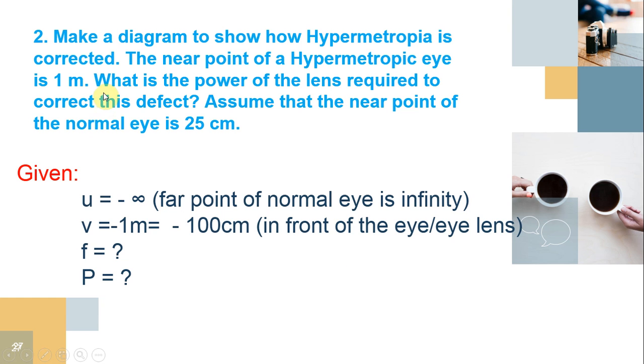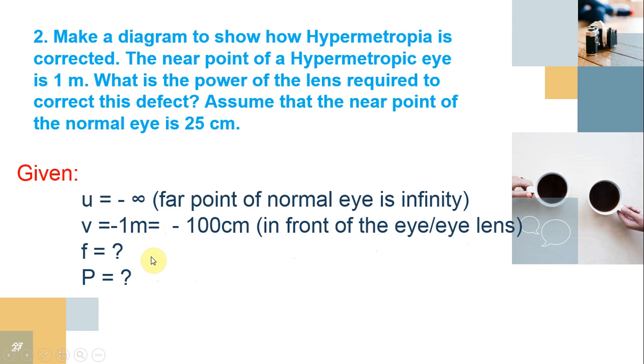Now we solve the problem. The near point of the hypermetropic eye is 1 meter. What is the power of a lens required to correct this defect? Assume that the near point of the normal eye is 25 centimeter. So the object is taken at 25 centimeter, and we take u is equal to minus 25 centimeter. Minus indicates the object is in front of the eye lens. The near point of the hypermetropic eye is 1 meter, so v is equal to minus 1 meter, which is equal to minus 100 centimeter. Minus indicates in front of the eye lens.